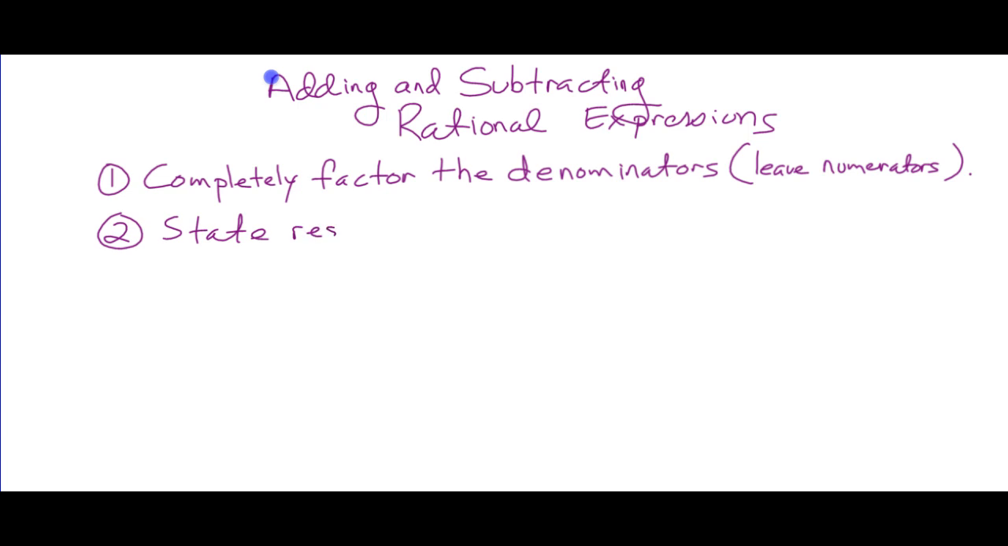So state restrictions. You might see them worded as the non-permissible values of the expression, in which case you would write it as x equals, instead of x is not equal to. So for restrictions, we always write x is not equal to, and for non-permissible values, we write x equals. State restrictions, that comes from the factored form of the denominator.